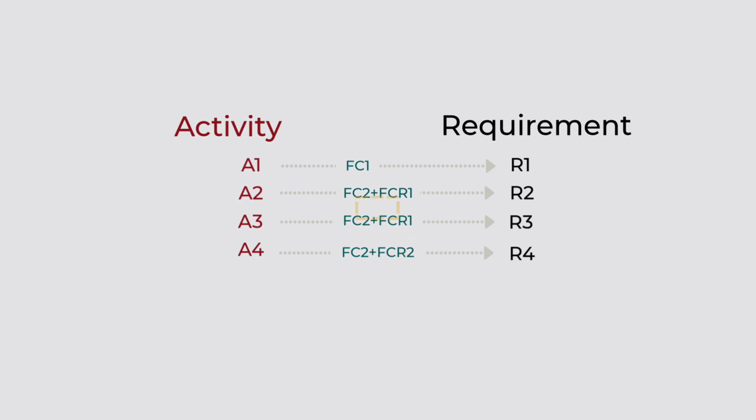We have learned how to use the formula FC1 to convert the operation activity into the requirement and the formula FC2 to convert the functional activity into the requirements. We are halfway through our journey. Let's continue until all activities are converted into requirements.